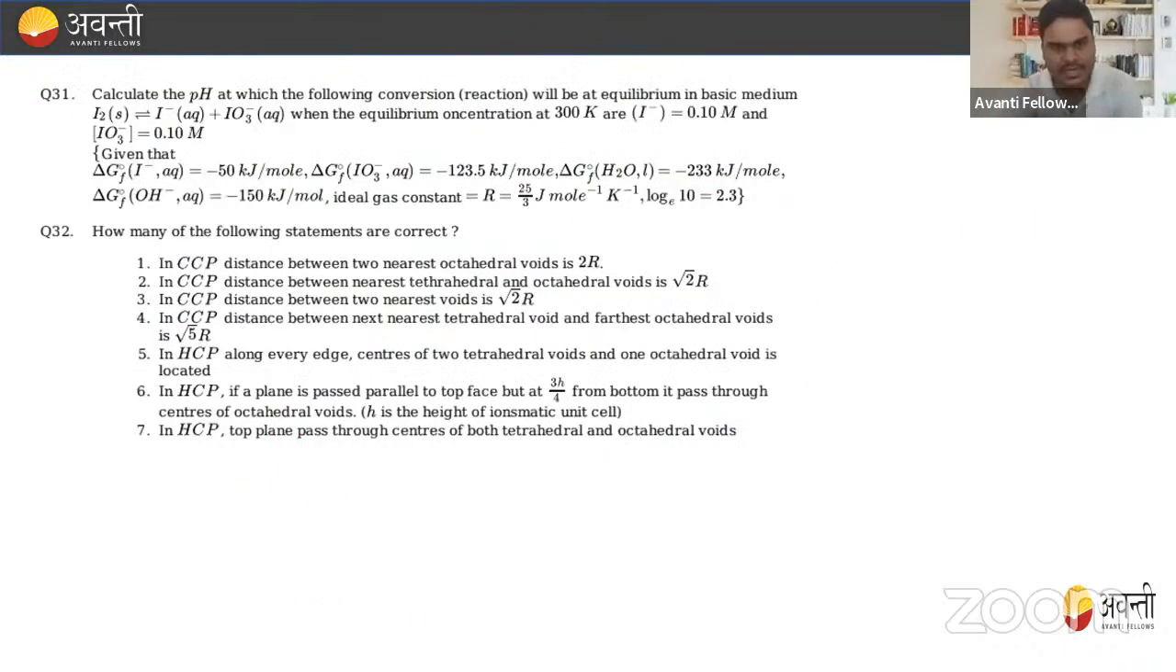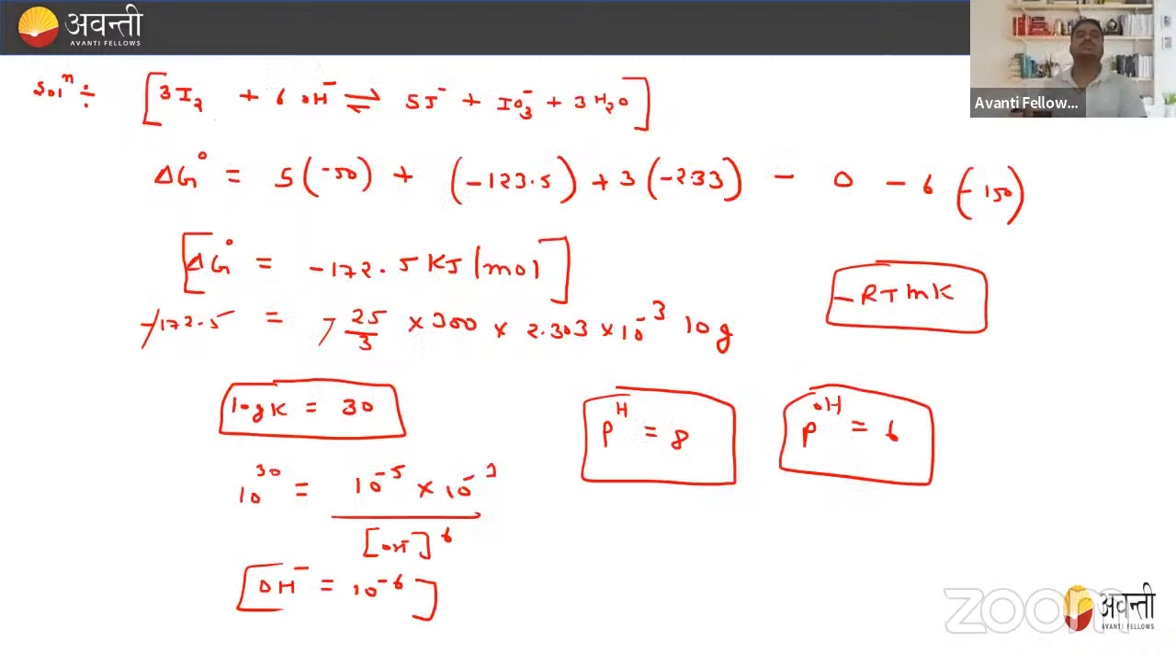What the question basically asks: in this question, delta G is given for everyone, that is for I negative ion, IO3 negative ion, H2O, and OH values are also given. So just use the formula, and just by using the formula, we can actually calculate this value. I hope everyone understood this, okay?